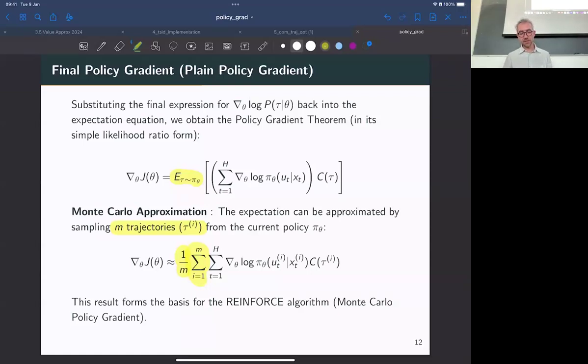And this is basically the starting point for the REINFORCE algorithm, which is the starting point for all policy gradient methods. It basically computes the policy gradient using this expression here, and then it does gradient descent to optimize the parameter theta. So you can see that as a Monte Carlo policy gradient method, because it uses Monte Carlo to estimate the policy gradient.